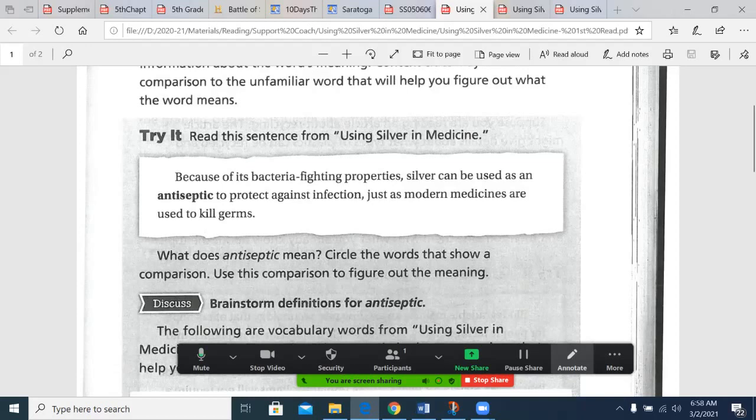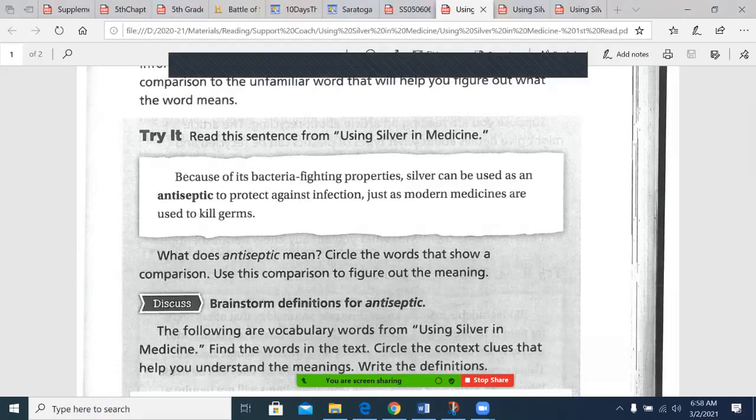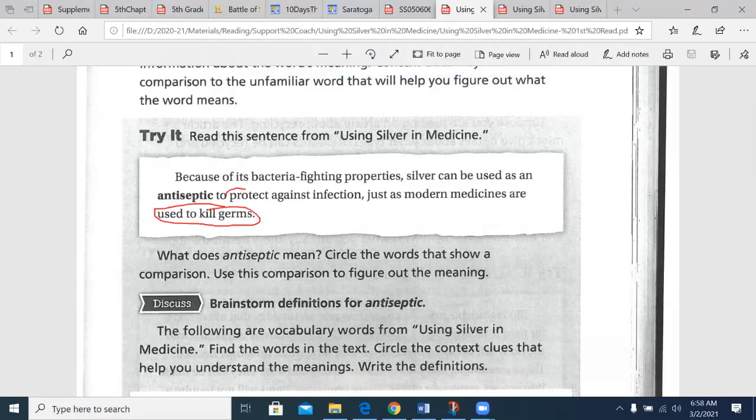Let's grab our annotation tool here. Just as other ones are used to kill germs, protect against infection. So it starts to give me an idea of what this word might mean. And I also would note that it starts with anti, which means it's against something. So whatever an antiseptic is, you can protect against infection and it kills germs. So it gives me an idea of what that word might mean.